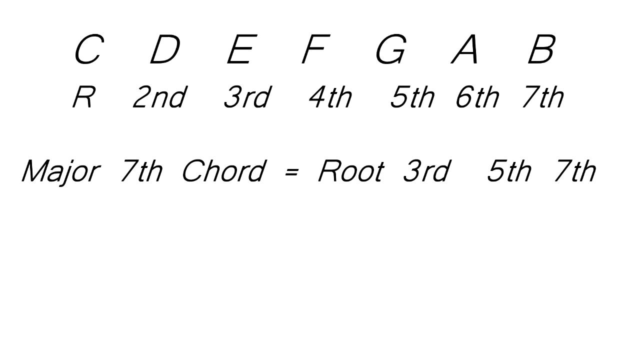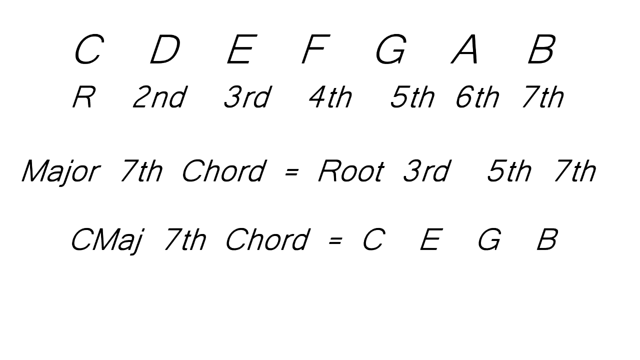The first chord we're going to look at is a major seventh chord. A major seventh chord is made up of the root, the third, the fifth, and the seventh from a major scale. In a C major seventh chord, the notes are C, E, G, and B. This is what it sounds like.